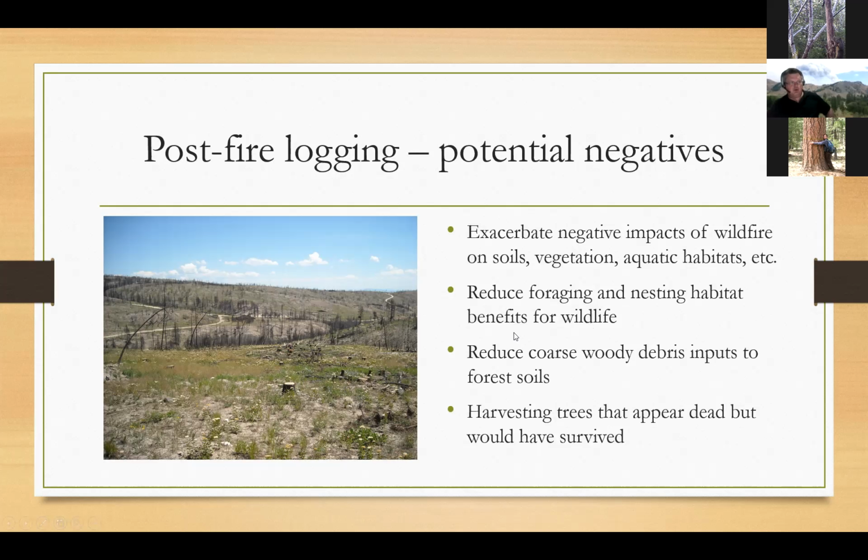You are reducing some of this foraging and nesting habitat benefits for wildlife. And so the question there is, how much habitat is there, and do you need it all, or is there sort of a surplus? You could log some areas and leave the rest, and the wildlife would be able to do just fine on what was left behind.